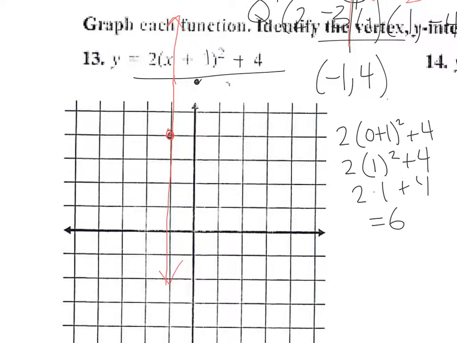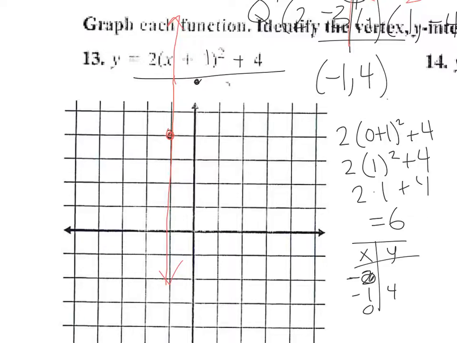I can make a table. If you're not sure what to do, you can always make a table. Plug in values for x and y. I usually put the vertex in the middle, and then pick numbers that are less and then greater, and fill that in to get 5 points. But right here, I'm going to use symmetry.